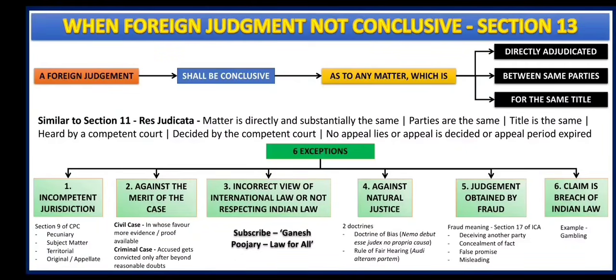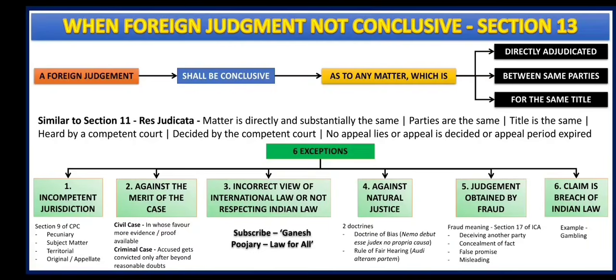To understand fraud, you need to go to my playlist on Contract Law 1, where I have made an independent video on section 17 of the Indian Contract Act, where fraud is very clearly defined. When somebody deceives another party, or when there is concealment of fact, or when there are false promises, or when there are misleading facts, all of them come under fraud.